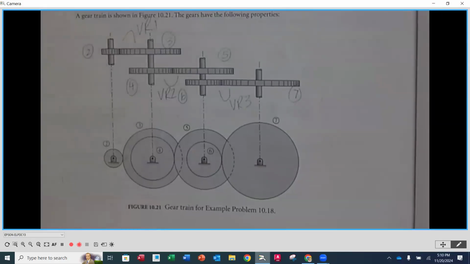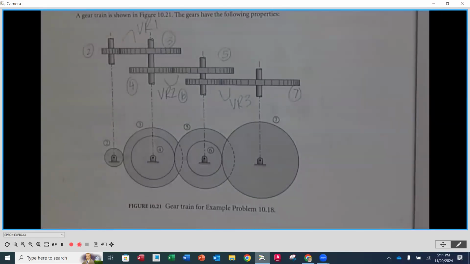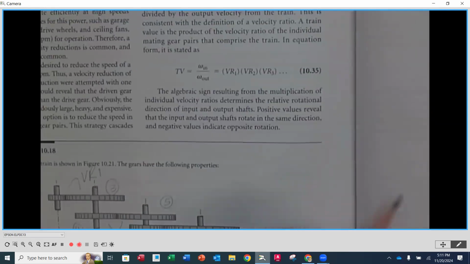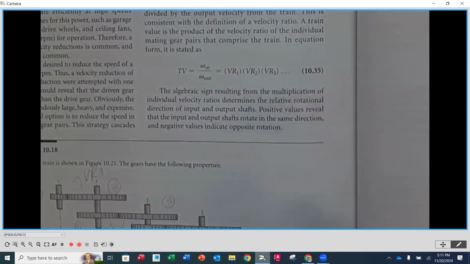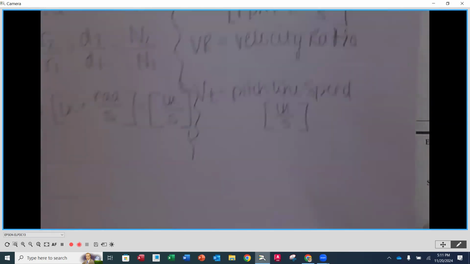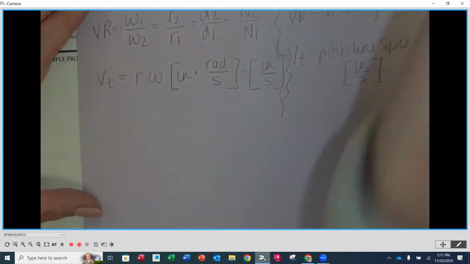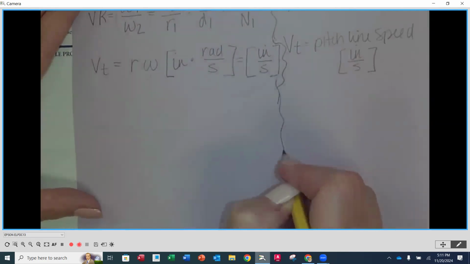And we have a lower profile of room that we're going to actually take up to achieve that reduction. Okay. Now, how do we calculate trains? There is an equation for trains, and that equation is right here, 1035 in our book on page 288. So what we're going to do is add train value, TV, to our equation sheet.